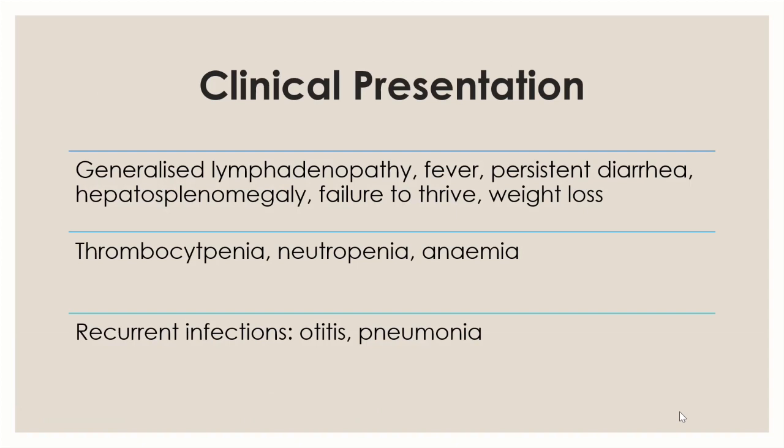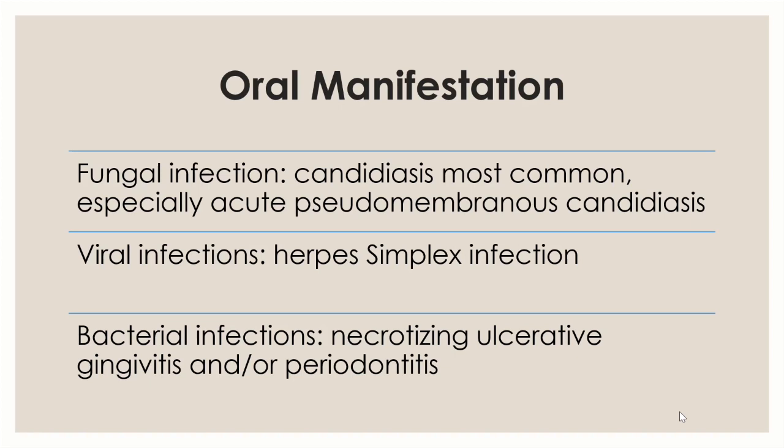The clinical presentation: usually the child patient will present with generalized lymphadenopathy, fever, persistent diarrhea, hepatosplenomegaly, failure to thrive, weight loss. They can also present with thrombocytopenia, neutropenia, and also anemia. Recurrent infections are very common, and they are more susceptible to bacterial infections than adults.